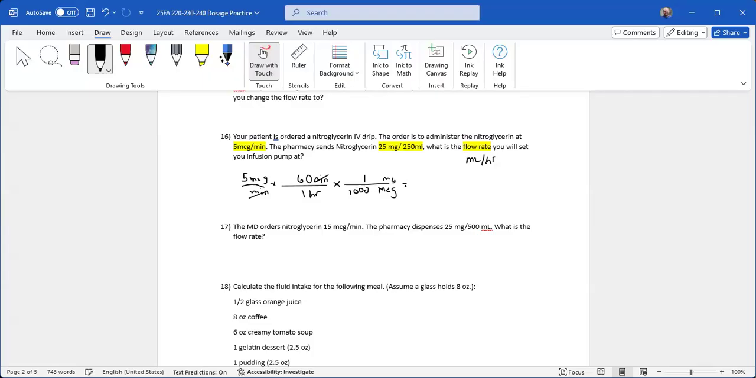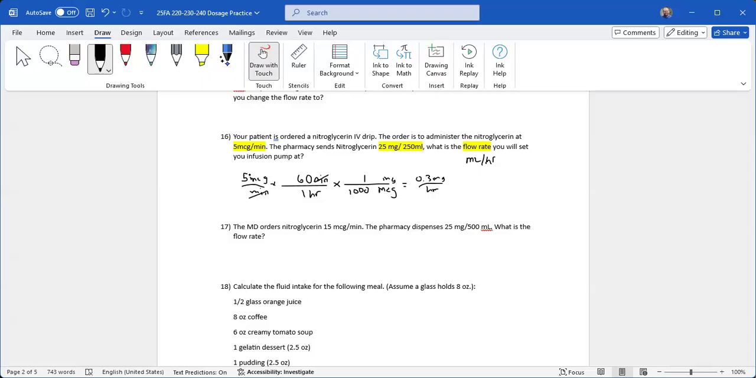All right, now I can set that equal. So what I'm going to do is multiply across the top, 5 times 60, which gives me 300. I'm going to divide by 1,000, and I'm going to get 0.3 milligrams per hour.